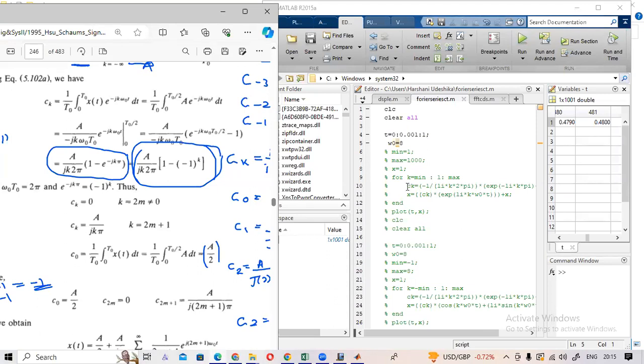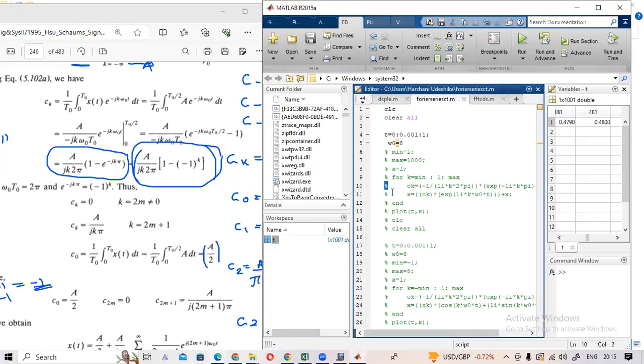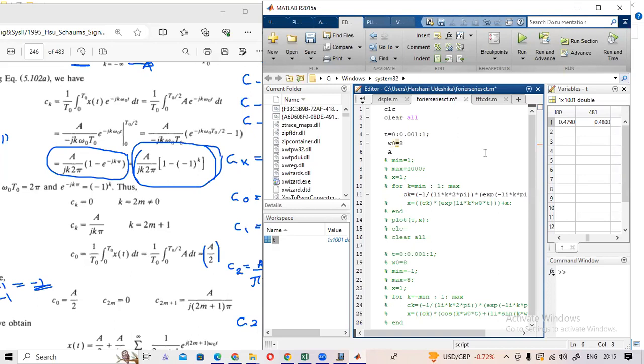මෙන්න මෙතන code කරලා තියෙන්නේ. මෙතන CK. හරි? I have coded this one. Okay, so CK. Actually, here I haven't defined the A. So you can define the A here. That is the amplitude. So amplitude may be 2 volt, 3 volt or anything. Okay, so that is the amplitude.